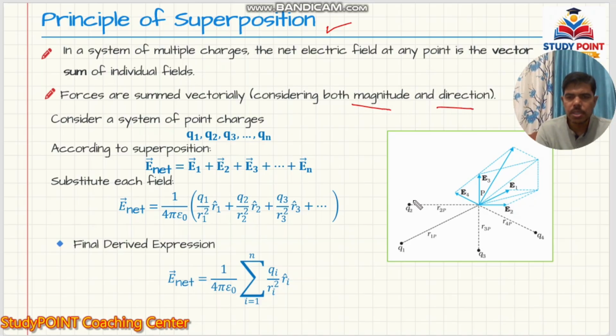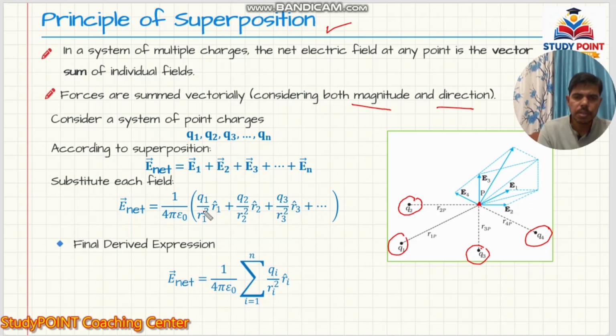Let there be multiple charges, like here is Q2, here is Q1, here is Q3, here is Q4, and so on. Due to these charges, the electric field at point P will be the vector sum of the fields due to all these charges. Means we can say E net will be vector E1 plus vector E2 plus vector E3 and so on, vector En.